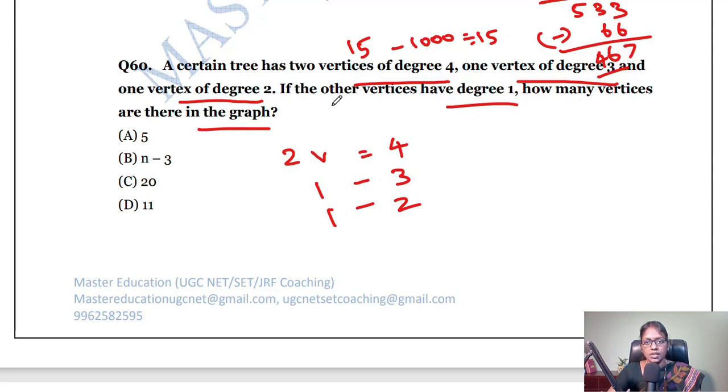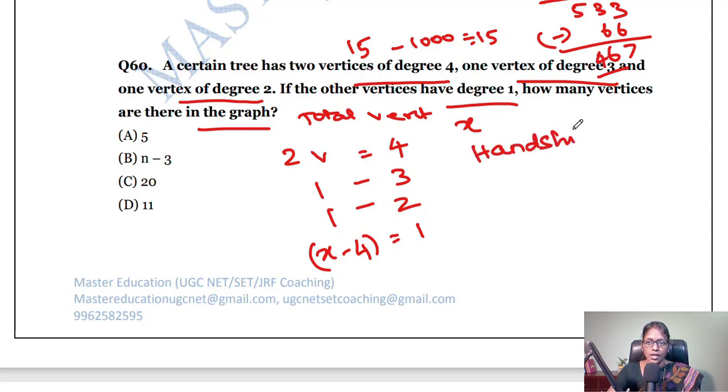I don't know how many other vertices there are. So let's consider the total number of vertices to be x. Then x minus 4 vertices have degree 1. How many vertices are there in the graph? So as per the handshaking theorem, what does the handshaking theorem say?